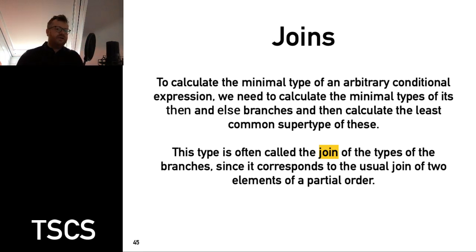And to calculate the minimal type of an arbitrary conditional expression, we need to calculate the minimal types of its then and else branches. This is a join. It is called that way because it corresponds to the join terminology of two elements in a partial order. And this is because they are in a partial order, and the partial order is subtyping.